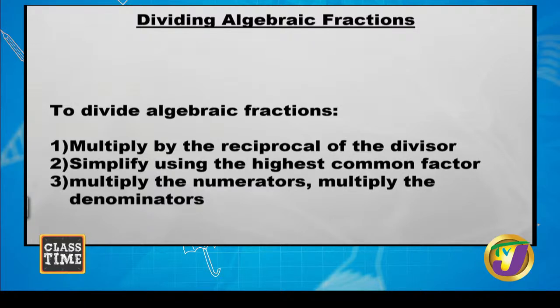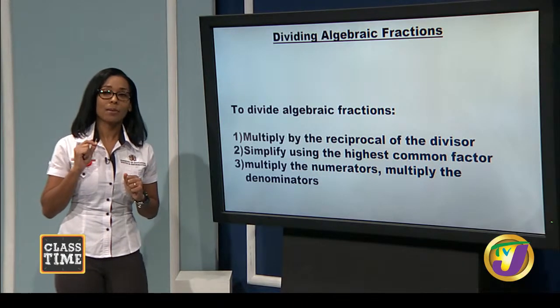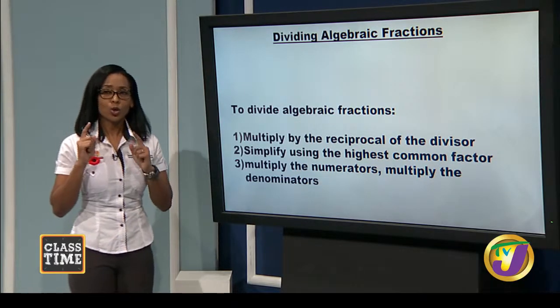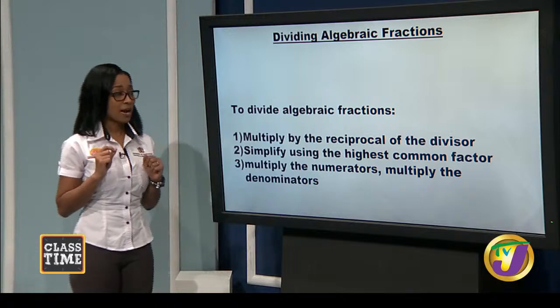Dividing algebraic fractions. To divide algebraic fractions, 1, we must multiply by the reciprocal of the divisor. 2, simplify using the highest common factor. 3, multiply the numerators, multiply the denominators. So if you didn't catch it first when I shared it with you, Tamika would have just shared it a second time. So you should know how to divide algebraic fractions.